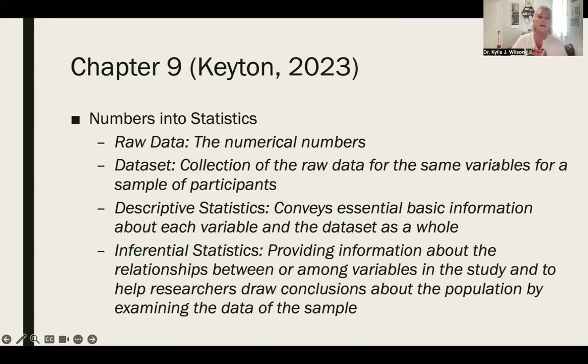So we talk about numbers into statistics. So we talk about raw data. This is just the numerical numbers that they put in. So if you're using a Likert scale 1 to 7, right? I put a 4 for this and a 3 for that. It's just those raw numerical numbers. The data set itself is the collection of that raw data of the same variables for the sample of participants. So we collect everybody's answers for this one variable.